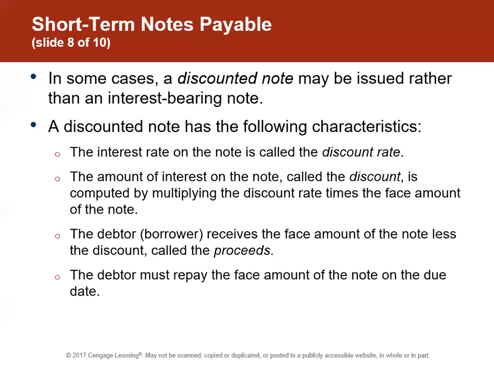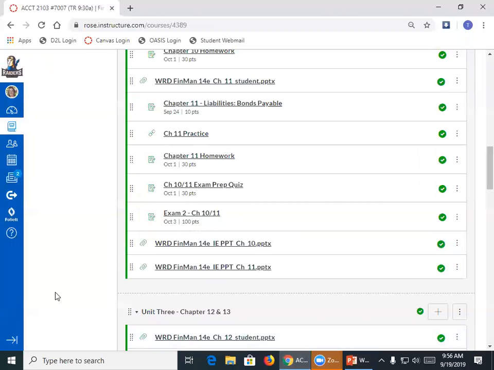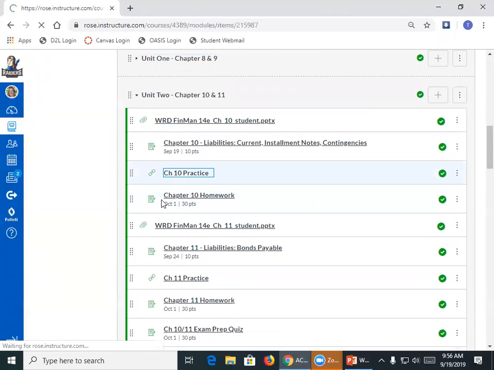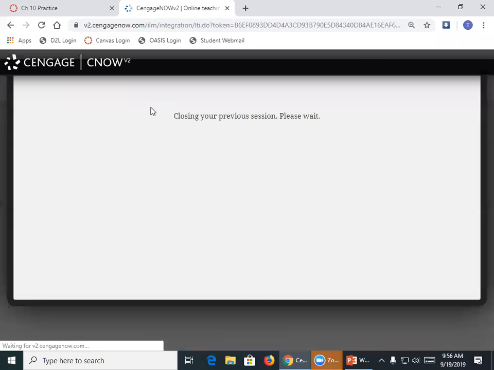And actually, let's go ahead and go into the practice and do the first practice on that, because we can do that. So make sure you log into Canvas and go to your Chapter 10 practice. We'll do the first one just on notes payable.